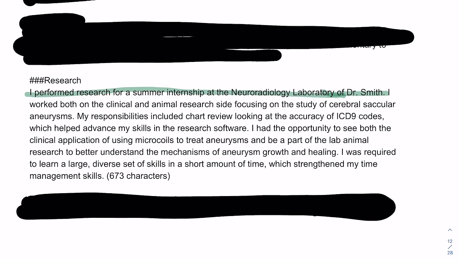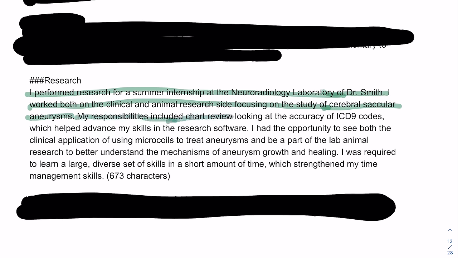I worked both on the clinical and animal research side, focusing on the study of cerebral saccular aneurysms. Okay, it's a little bit of what they're doing. I'm not against that. I don't know if it's really needed, but I'm not against it. It's okay. And here we go into my responsibilities, right? The job description. We don't need this stuff.